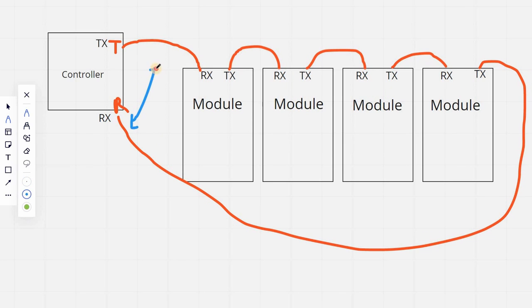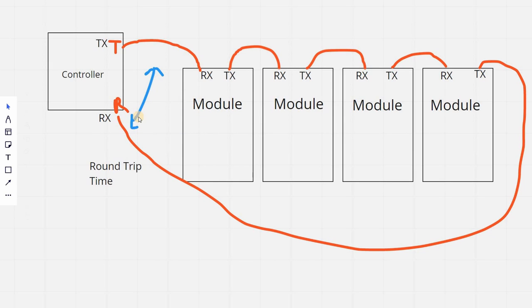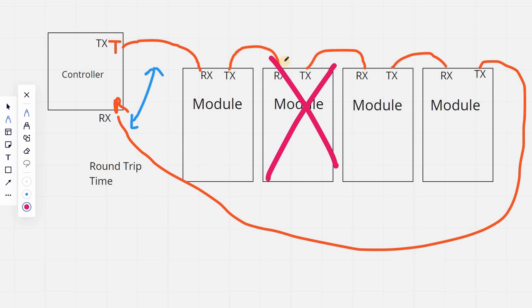The time it takes for a message to travel through the system is called the round trip time. If one module stops working, the chain is broken and communication stops. The controller can detect this as it won't be getting any replies, so it can then take action to shut down or raise errors as needed.